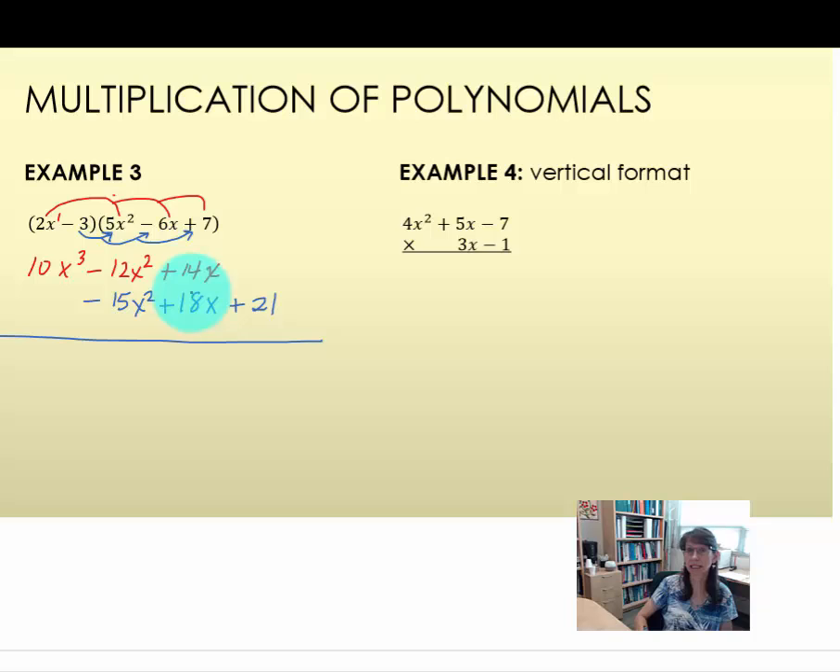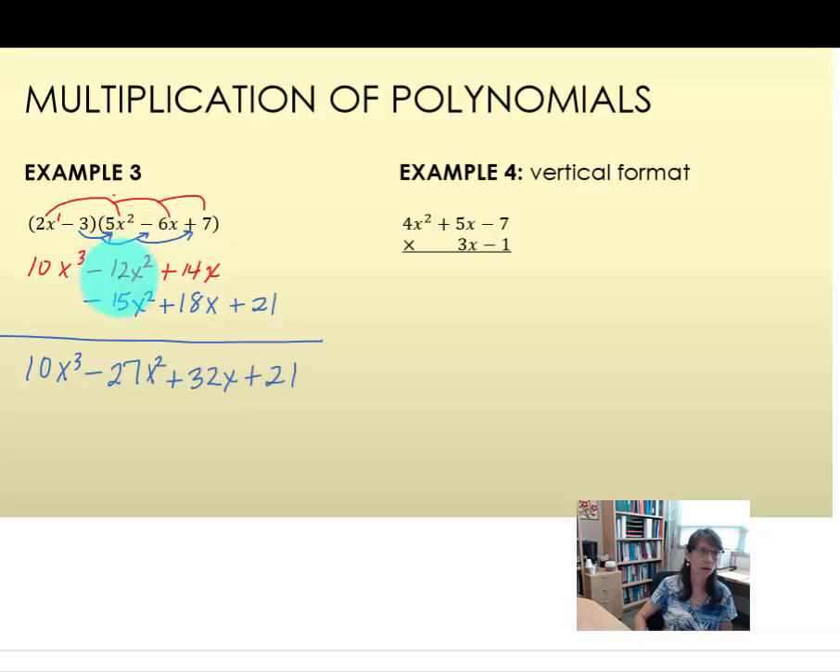So now that I have already collected my like terms, I simply go down the columns and combine them. So 10x cubed is the only cube term. With the squared terms, both coefficients are negative, so I'm adding them and keeping the negative. So that would be 27. So 10x cubed minus 27x squared. The first degree x, both are positive, so we're adding to get positive 32x. And 21 is the only constant term, so plus 21 is our last term.